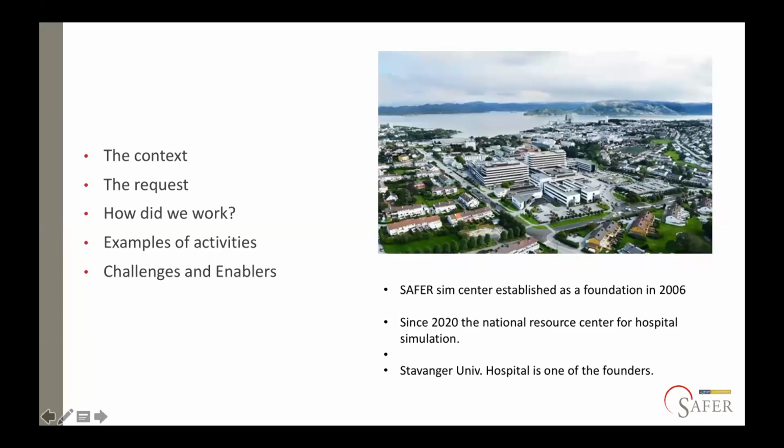SAFER is a simulation center that was established as a foundation in 2006. It is a collaboration between the University of Stavanger, the Stavanger University Hospital, and Laerdal Medical. From this year, actually, we have the status of being the National Resource Center for Hospital Simulation in all of Norway. And we have formally been a regional resource center. So that is quite a big thing for us. Next slide, please.